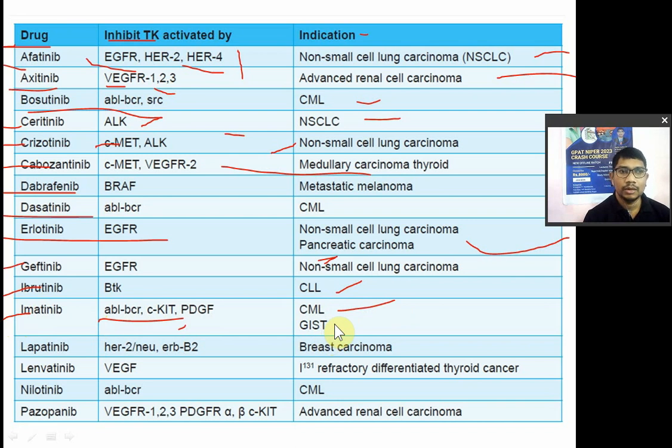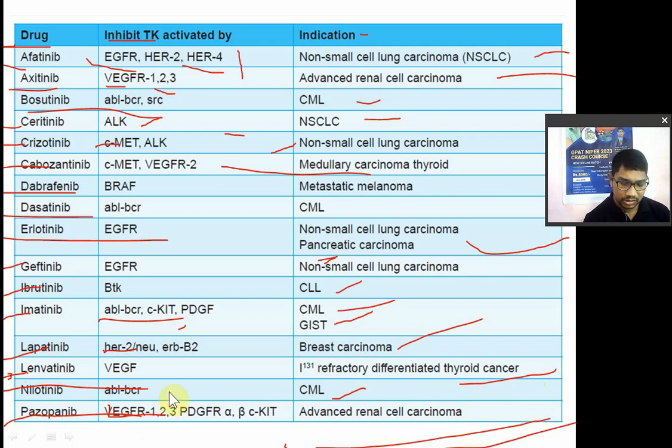gastrointestinal stromal tumor. Lapatinib, against the human epidermal receptor 2 neu, so useful in breast cancer. Lenvatinib is for iodine 131 refractory differentiated thyroid cancer. Nilotinib, again targeted against this gene, inhibits the tyrosine kinase activity, used in chronic myeloid leukemia. Pazopanib is against the vascular endothelial growth factor receptor, means anti-angiogenesis. They are useful in advanced renal cell carcinoma.